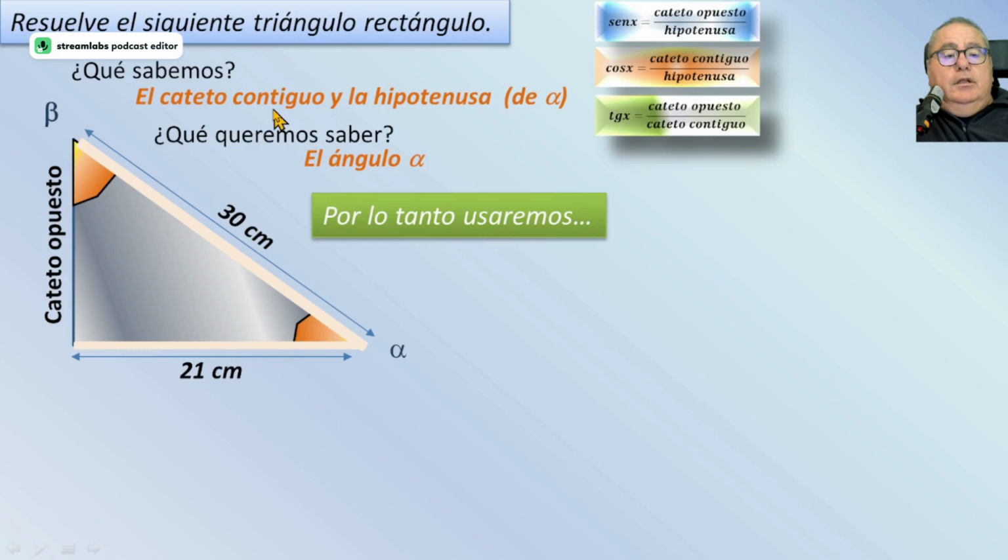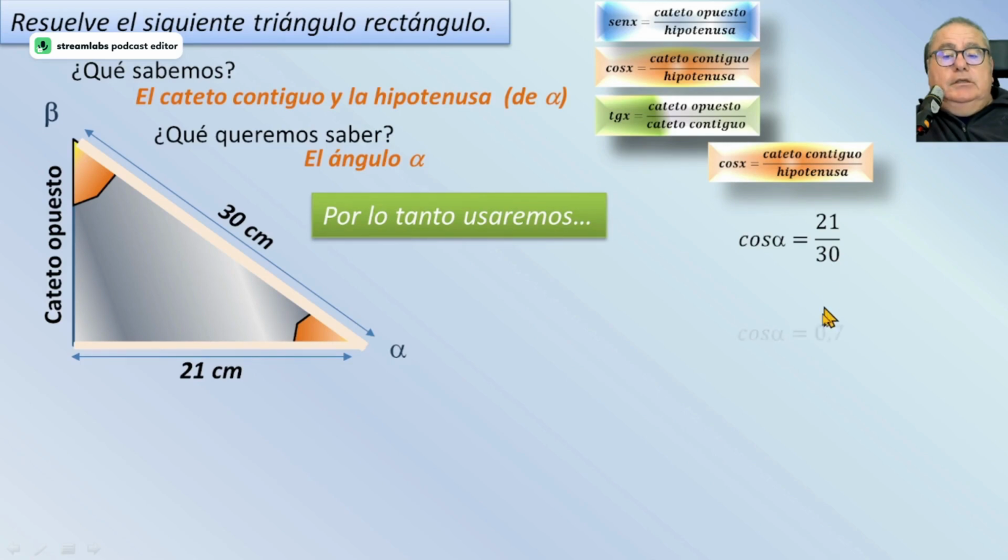Therefore, what relates the adjacent leg and hypotenuse of an angle? Well, obviously it is the cosine. That cosine formula is the first one we put here, and we would say cosine of alpha, which is the unknown angle, equals 21, which is the adjacent leg, divided by 30, which is the hypotenuse. 21 divided by 30 is 0.7.